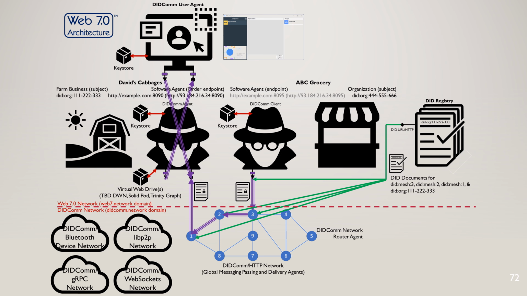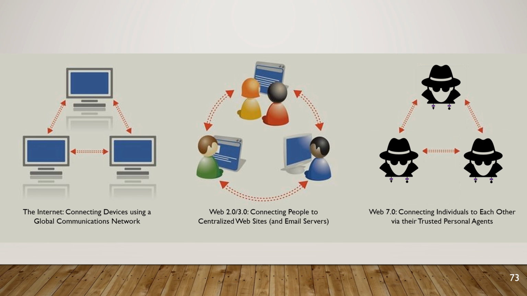To conclude, we've made it all the way from layer 0, REST over HTTP, to the Web 7.0. We can begin to imagine now this right-hand mission or vision of creating Web 7.0 that connects individuals to each other via their trusted personal agents. We can imagine a roadmap for that.